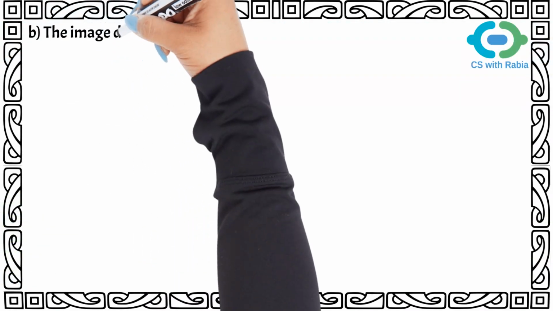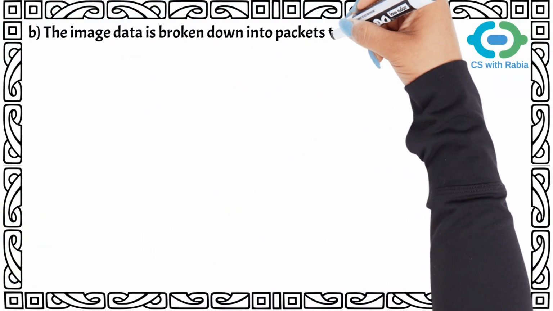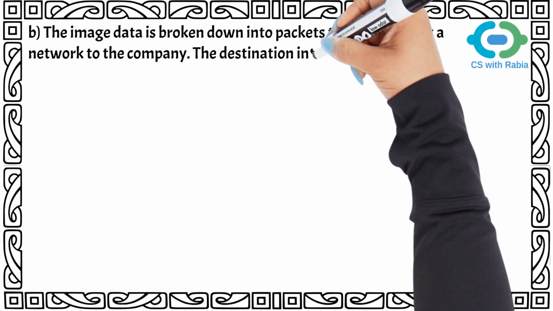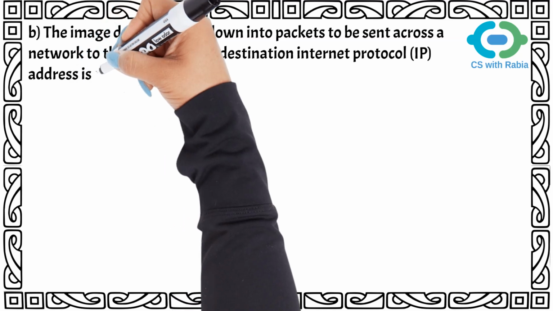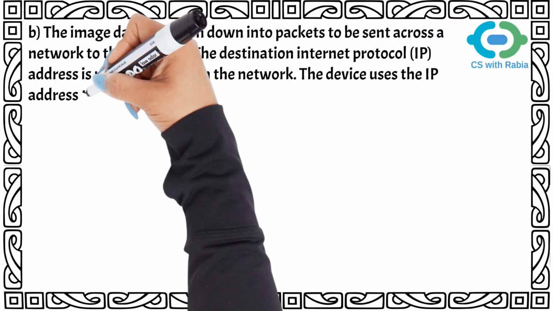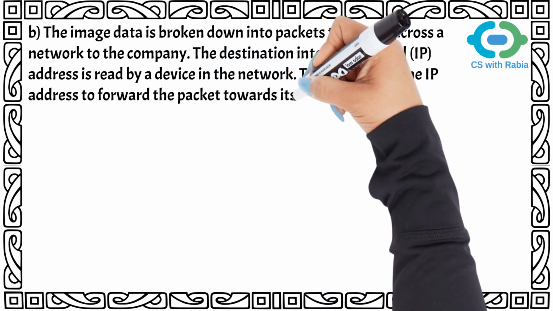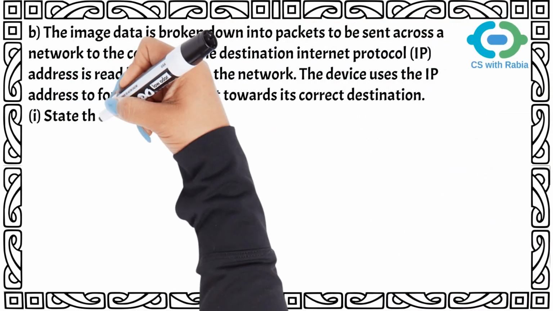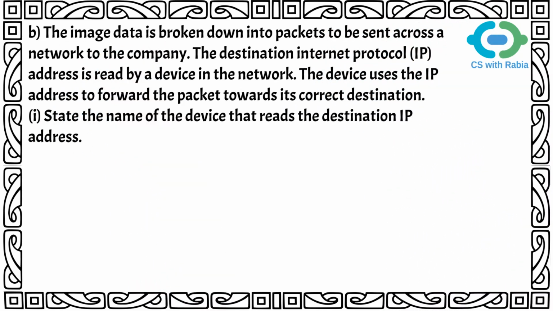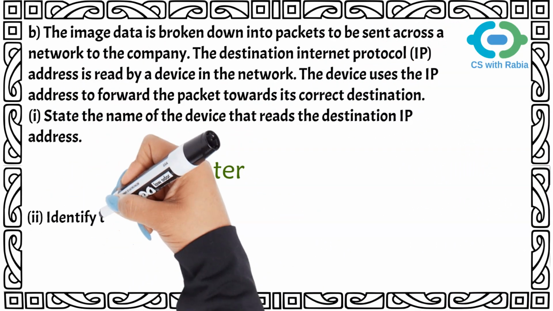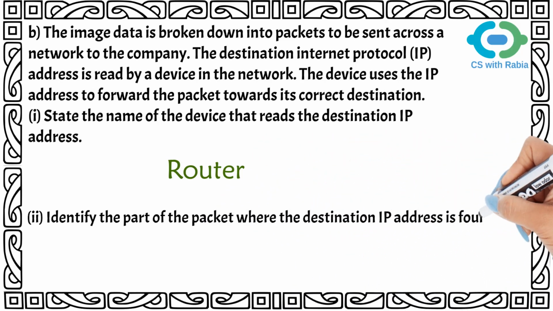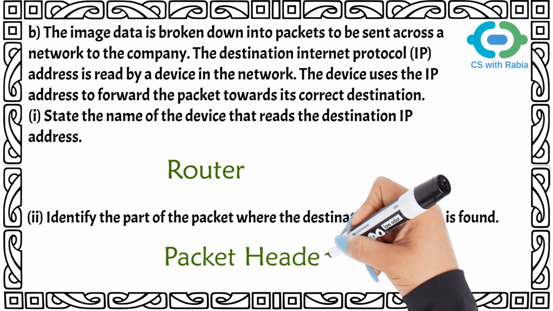The image data is broken down into packets to be sent across a network to the company. The destination Internet Protocol address is read by a device in the network. The device uses the IP address to forward the packet towards its correct destination. State the name of the device that reads the destination IP address. Router. Identify the part of the packet where the destination IP address is found. Packet header.